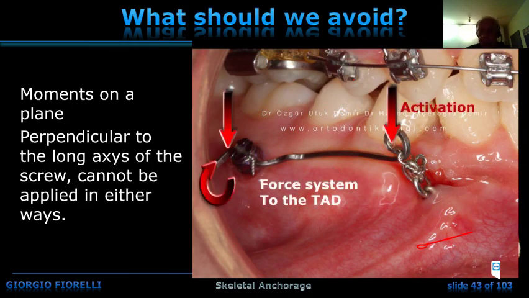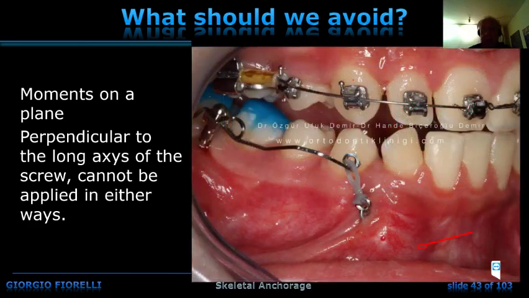This is going to get the TAD loose, but if you are using a TAD in the buccal shelf here, like this, against this force. Now the other TAD was oriented like this mostly, and this is oriented more vertically. So now the moment is on a plane which will not disturb the TAD, and then you have to understand this.